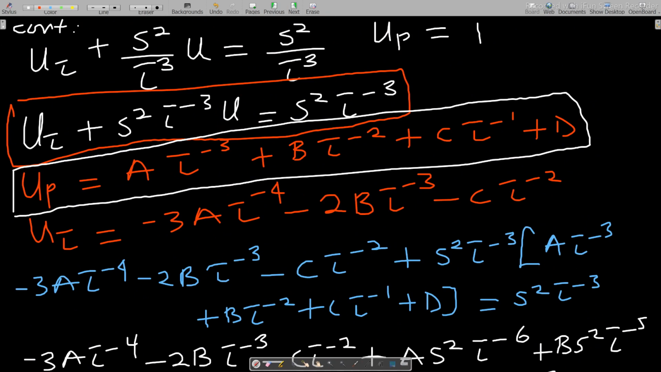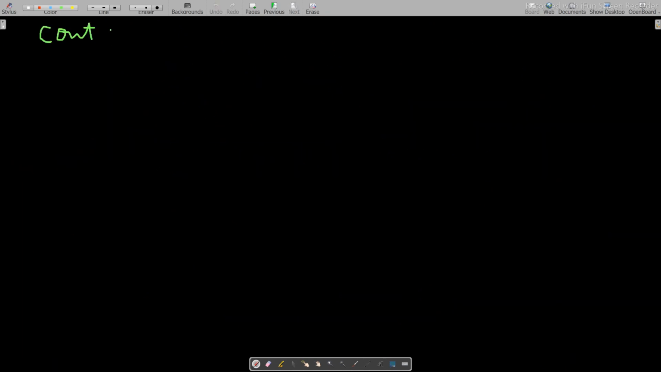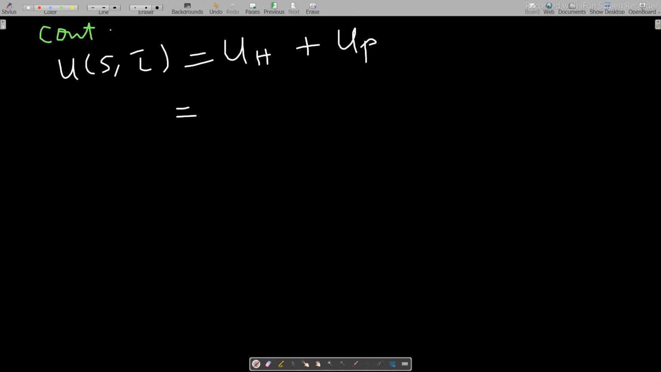So the solution to this whole problem, u of s tau, should be equal to u homogeneous plus u particular. We have u homogeneous as e to the, sorry, it was positive rather, 1 over 2 s squared over tau squared, then f of s, plus the u particular, which we had as 1.